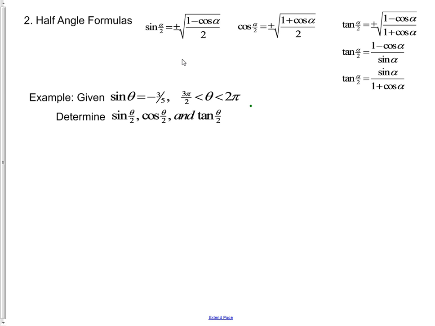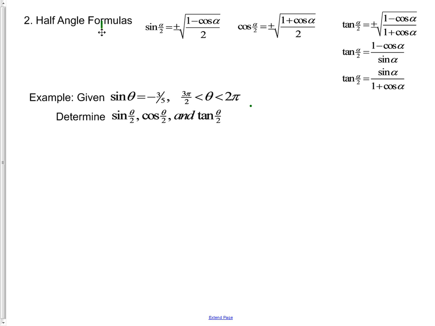Okay, so the next thing we want to talk about are the half angle formulas. They are similar in a way to our double angle formulas, only in this case we have some strange looking things going on, which I'll have to explain later. But for right now, here are the formulas.